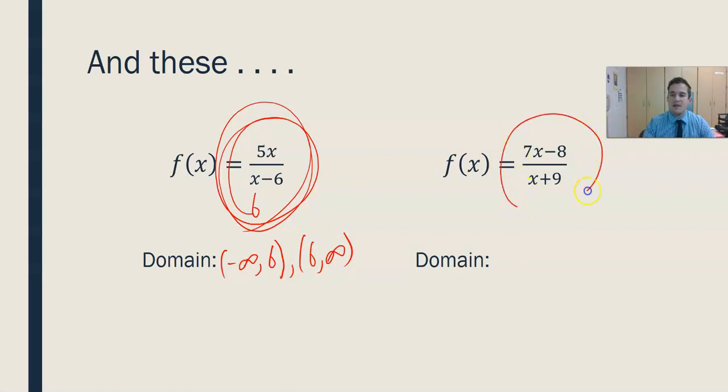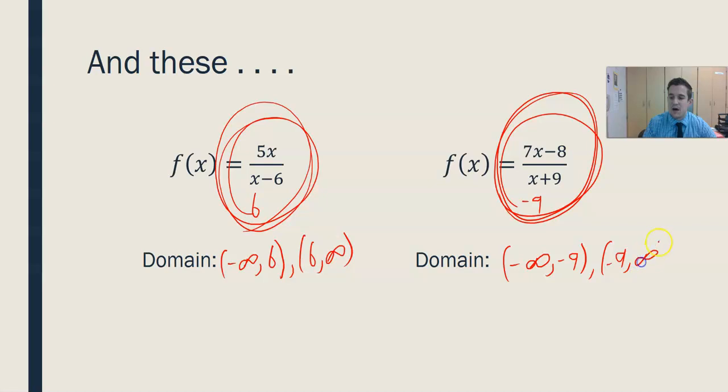In this equation right here, again, the denominator can't be 0, so x can't be negative 9. It can be anything else, but it can't be negative 9. So my domain is going to look like negative infinity up to negative 9, and from negative 9 up to positive infinity, kind of separated into 2 sets of parentheses there. So that's how I would write the domain of that function.